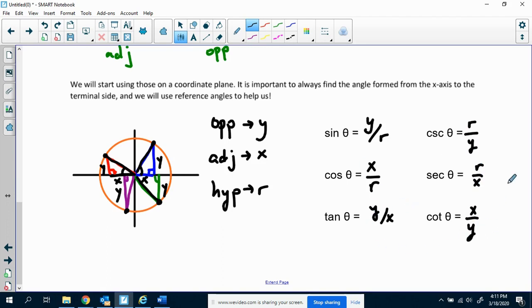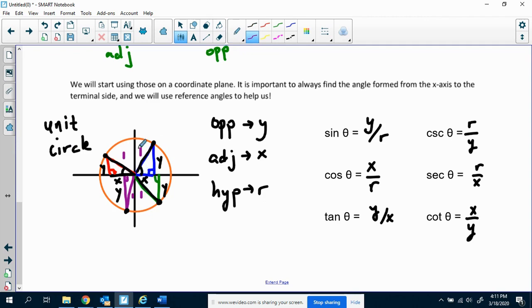So these six things are things that are true about sine, cosine, and tangent when we do them on the coordinate plane. The phrase unit circle comes up a lot. Unit meaning one and circle meaning circle. So when we're talking about the unit circle, that means that the radius of the circle is one.